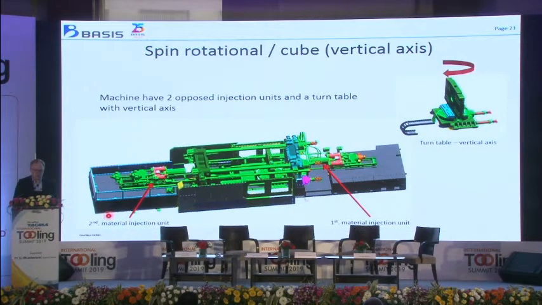Here a picture of the machine, the cube machine. We have the two injection units, one for each material, on opposite sides. Here in the center we have the rotational table. The machine is extended compared to a normal injection machine. Here also a detail of the turntable with the vertical axis.